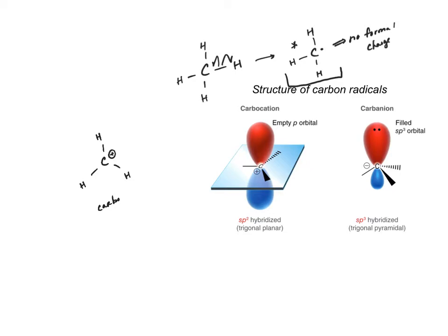So that's kind of like, oh, if we take one more electron away from our carbon-based radical, right? So we'll put our carbon-based radical here. So one more electron removed, we'd get our carbocation.